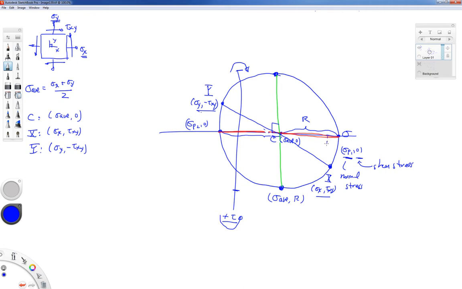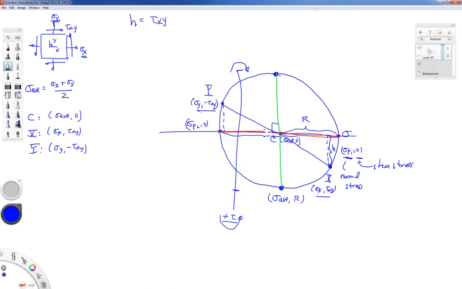Drop a vertical line down to your point. It can be on the left side or the right side of the center. It could be either one. This will work either way. Since we're plotting this point in a sigma tau coordinate system, that distance that I have drawn in there right there, I'm going to call that distance h. That h distance is going to be the value of tau xy. It's going to be that magnitude.